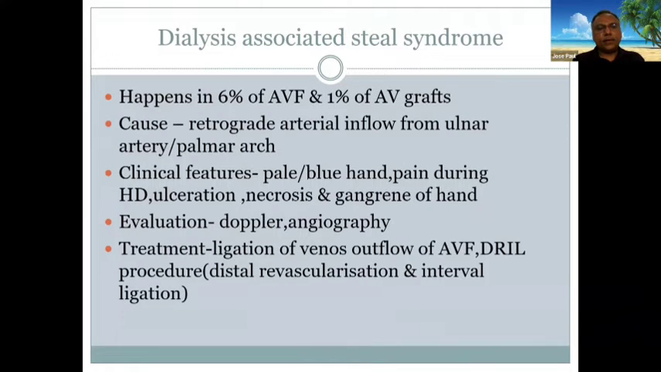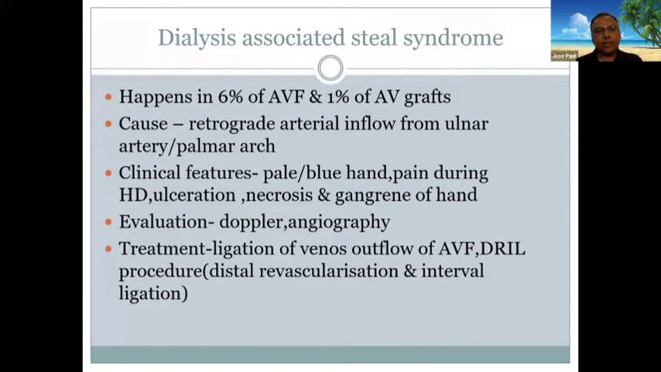Then another complication is dialysis-associated steal syndrome. It happens in 6% of arteriovenous fistulas and 1% of arteriovenous grafts. The main cause is a retrograde arterial inflow from the ulnar artery or the palmar arch. So when you start the dialysis, when the pump speed exceeds something like 250 or 300, it will steal blood from the fistula more than the fistula can deliver into the distal part of the limbs. So the clinical features include a pale or blue hand, and pain during hemodialysis.